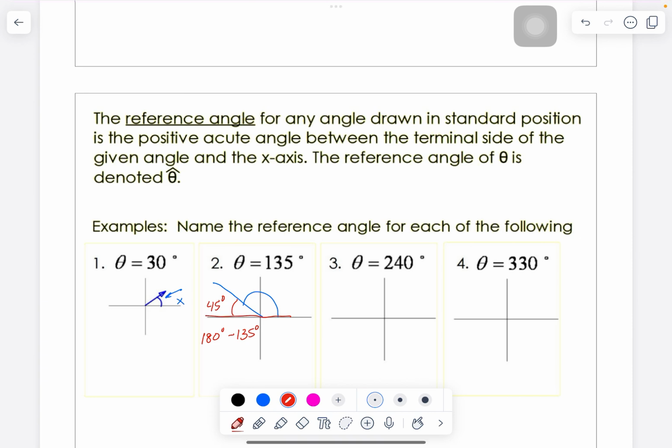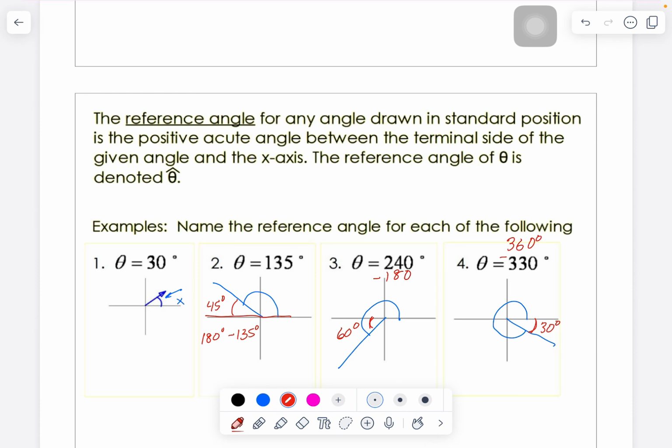Now, if I go 240 degrees, that puts me in the third quadrant. Right here is the reference angle. So if I take out that straight line of 180, that should give me my reference angle of 60 degrees. 330, I'm going to go almost full circle, but not quite. Okay, here's the x-axis. Right here's my reference angle. What I'm going to do is take 360 minus that 330, and that's going to leave me with my reference angle in there of 30 degrees.